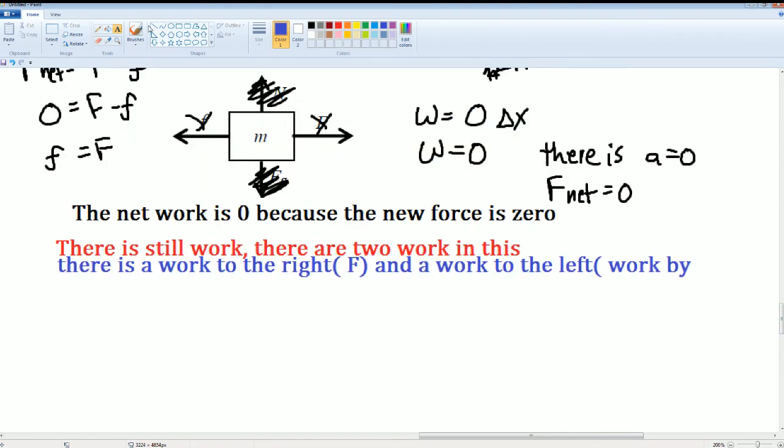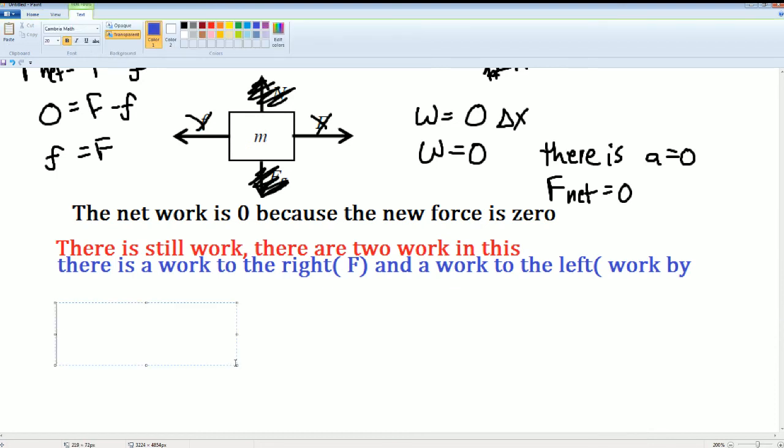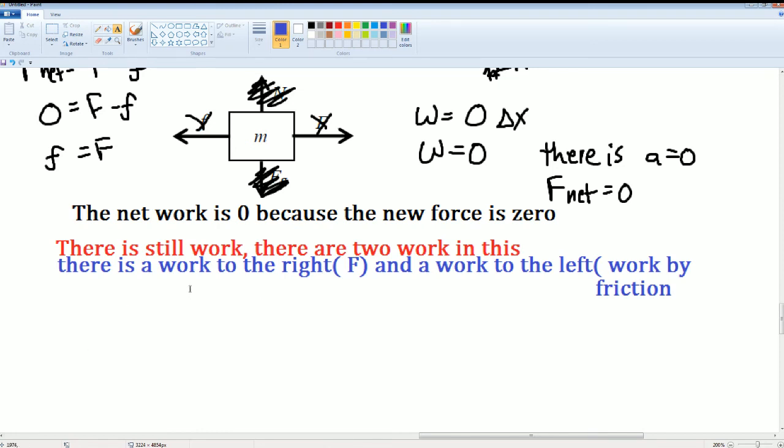It's the work by friction. There's still force. There's a force F that goes to the right, and there's a force to the left. They still exist. The work still exists, but the net is 0. There's still work being applied, but the net is 0.